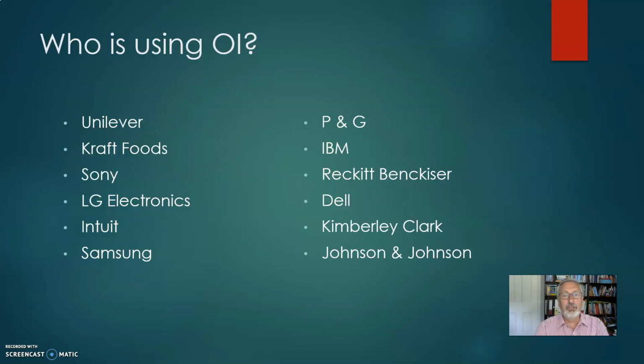Who's using open innovation? Most of the big fast-moving consumer goods companies have been leaders in this. People like Procter & Gamble, Unilever, Kraft Foods, Reckitt Benckiser, Kimberly-Clark, Johnson & Johnson, but also leading electronics companies like Samsung, Sony, LG Electronics, computer companies, IBM, and so on. Most major companies are using open innovation to some extent or other now.